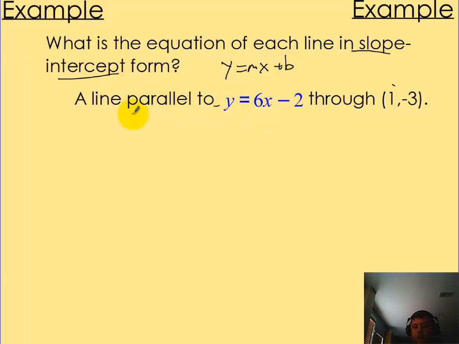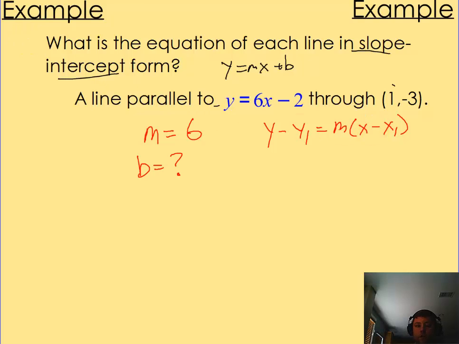Well, the first thing it says is a line parallel. Well, once we have a line that's parallel, that means the slope has to be the same. So I know my m has got to be 6. So I've got to find my y-intercept b. And then I can create this equation in slope-intercept form. I know it passes through the point (1, -3). So I don't know the y-intercept, but I know some point, so I can use the point-slope form. y minus y1 equals m times x minus x1.